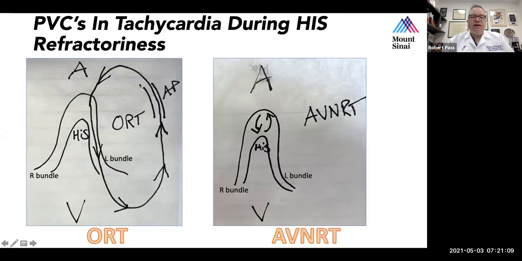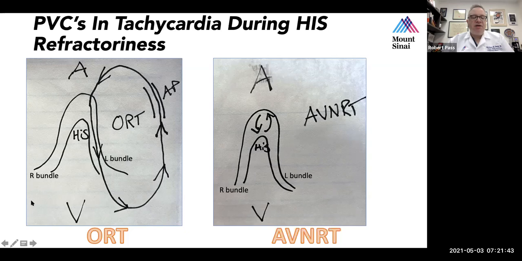So again, what we're talking about is putting PVCs in tachycardia during His refractoriness. In ORT, we go from the A through the AV node, through the His bundle, and then through the right and left bundles down to the ventricle, and then we come back up the accessory pathway and down again. Okay, so that's ORT.